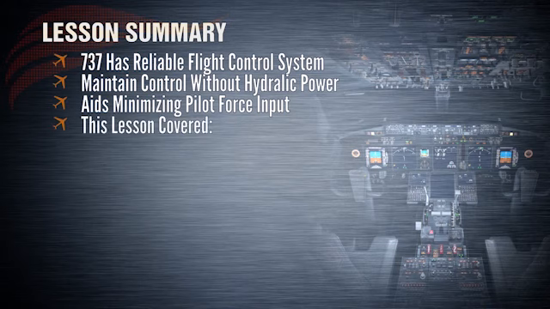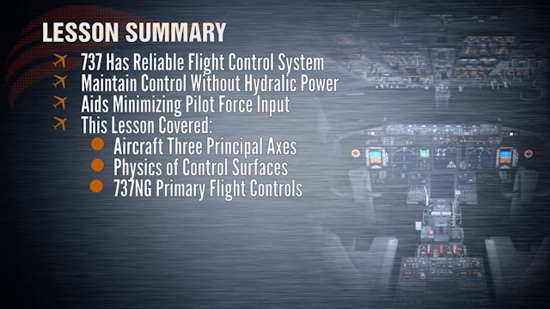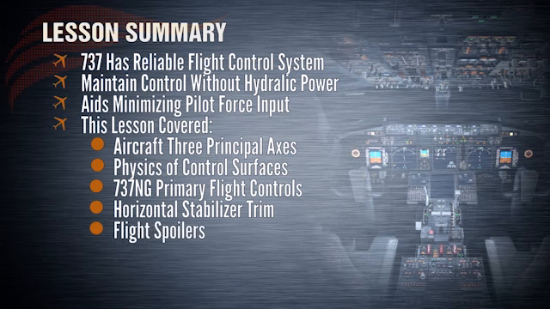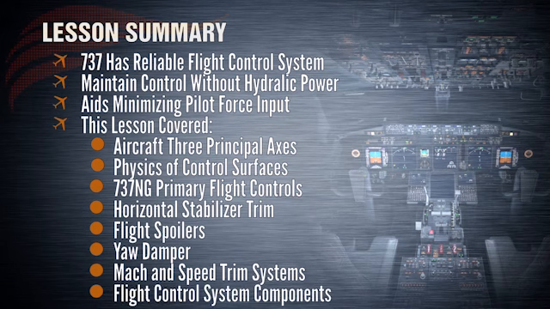This lesson covered the following topics: an overview of the aircraft's three principal axes and the control surfaces that act on each one of them, basic physics of control surfaces, in other words, moments of force, primary flight controls on the 737 NGX for pitch, roll, and yaw, horizontal stabilizer trim, flight spoilers, yaw damper, the Mach trim system, speed trim system, 737 historic rudder problems and RCEP, and the 737 NGX flight control system components.